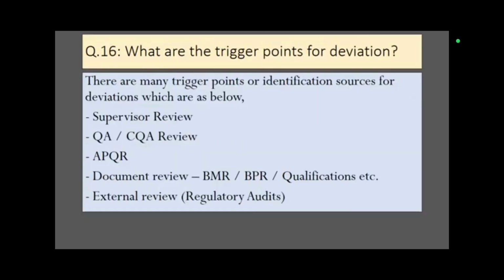Next question, what are the trigger points for deviation? There are many trigger points or identification sources for deviations, which are listed as below. Supervisor review, QA or CQA review, APQR preparation, document review like batch manufacturing record, batch packaging record, qualification records, or the external review like regulatory audits.